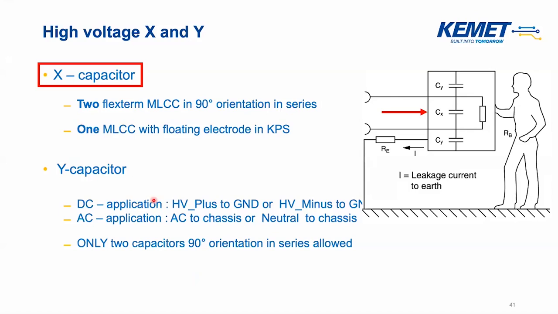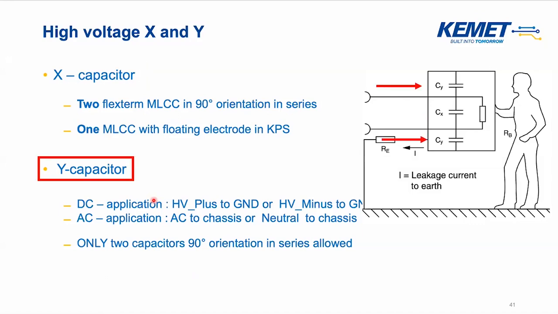Why? Because if you short HV plus to HV minus, I would not be close by here, to be honest. That would be a very, very bad thing. So everything needs to be done to prevent CX from going short that way. That's the reason why you have the two capacitors or this KPS, which makes the chip nearly unbreakable.